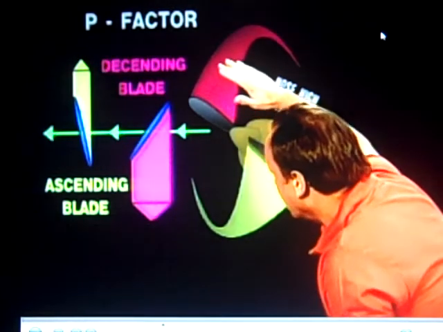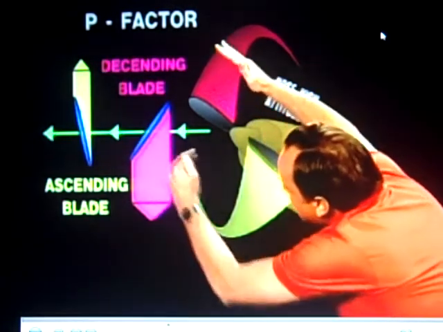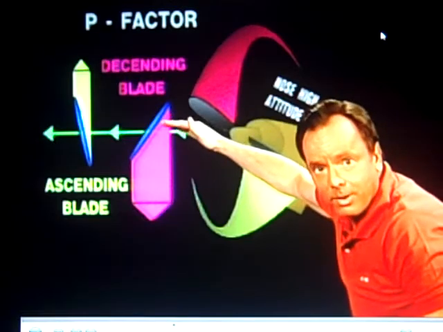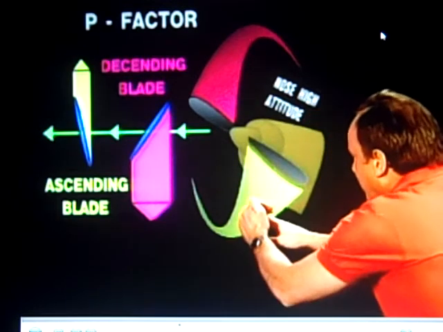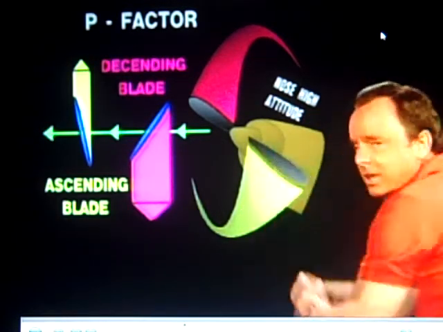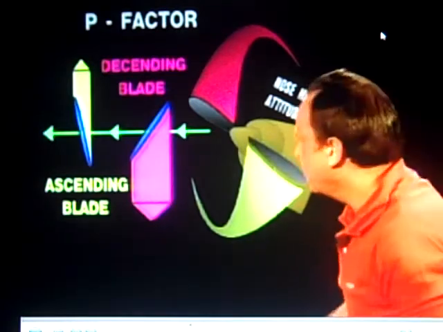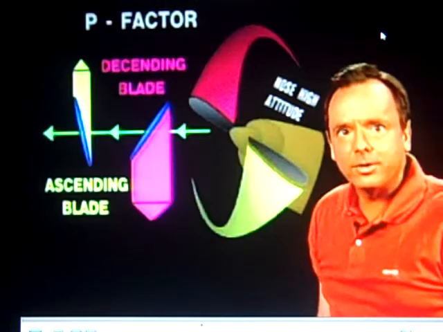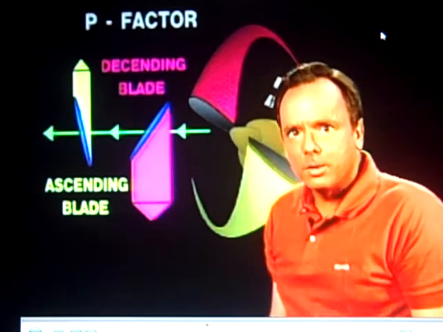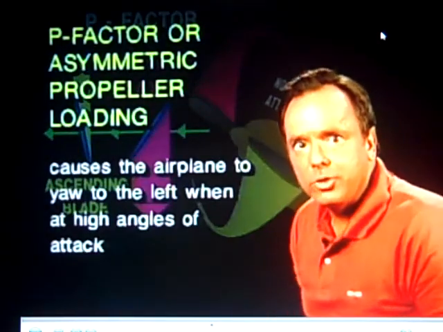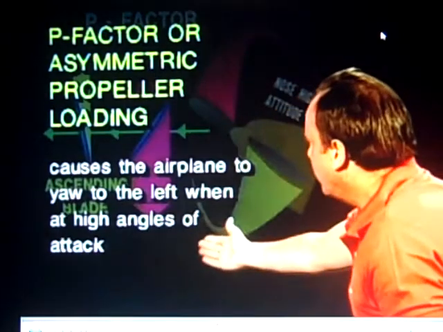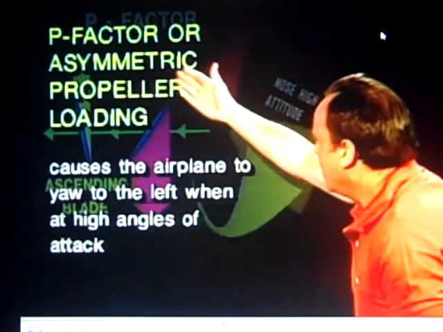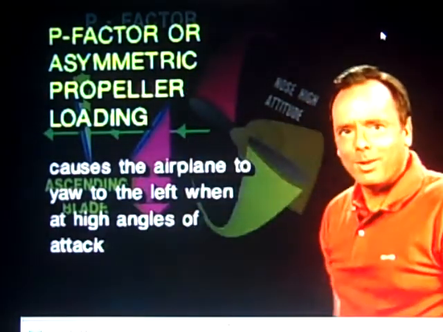And the right prop blade, which goes down, winds up taking a great big bite out of that relative wind. The left prop blade, which ascends or goes up, takes a much smaller bite out of that relative wind, and that means the airplane wants to turn to the left, and that is called P factor, or asymmetric propeller loading. And it causes the airplane to yaw to the left when you're at high angles of attack.